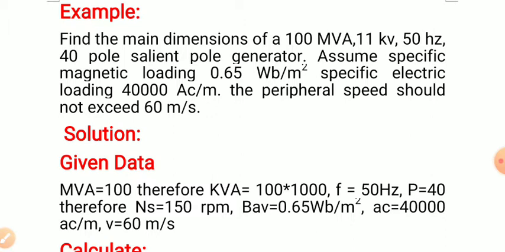Assume specific magnetic loading 0.65 Weber per meter square, specific electric loading 40,000 ampere conductor per meter. The peripheral speed should not exceed 60 meter per second.